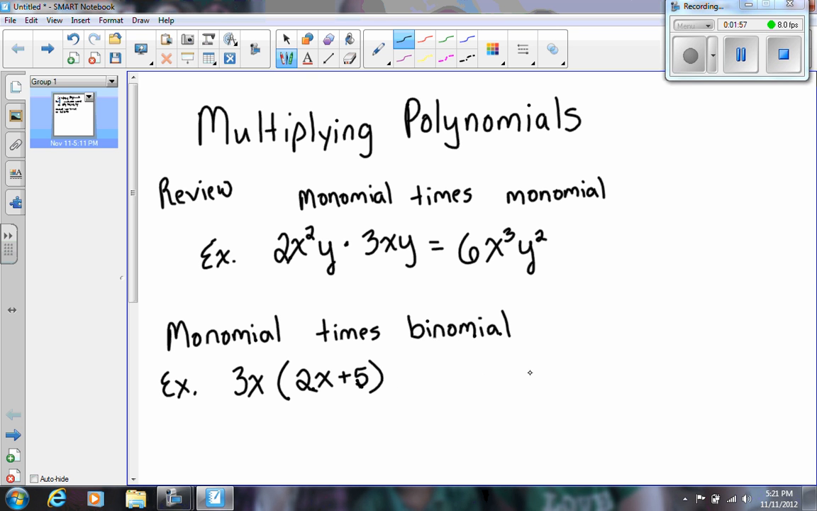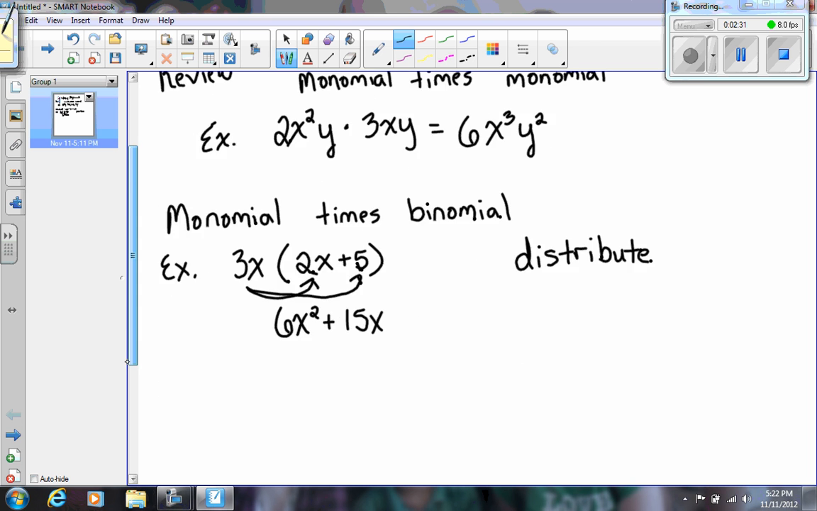Okay, and when you have a problem like this, we're just going to distribute. So if you remember, when you're multiplying by a monomial, you just need to remember to distribute. So we'll multiply 3x times 2x. We get 6x squared. Plus, because this sign right here is plus, we multiply 3x times 5, and we get 15x. And that would be our answer when we multiply the monomial times a binomial.